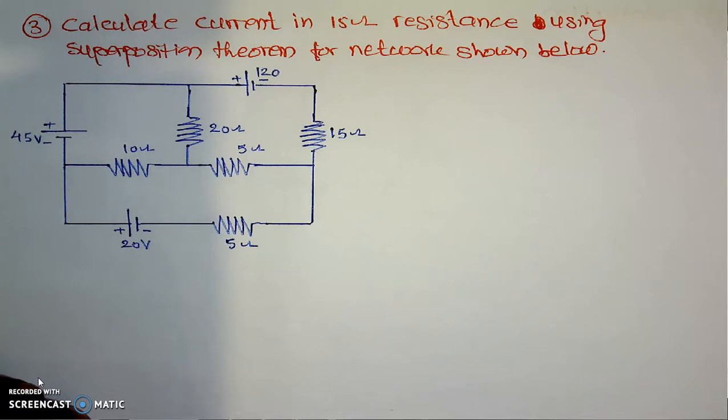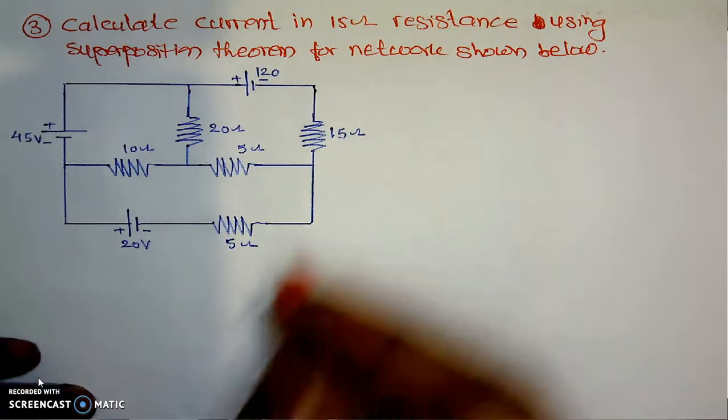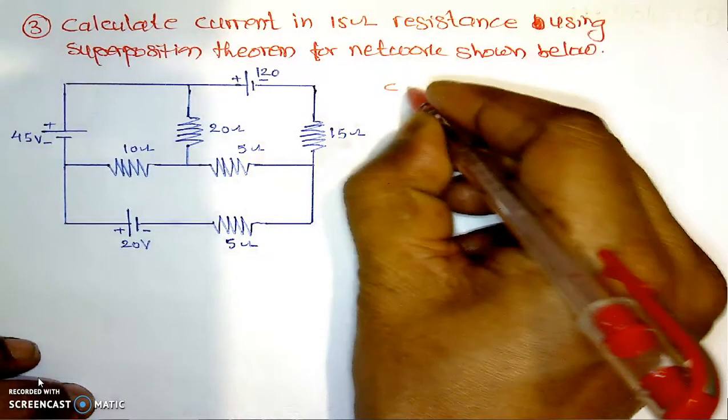In place of that, here in this particular example I want to use the direct inspection method for the calculation of the currents for each case. Now here I will consider case 1.